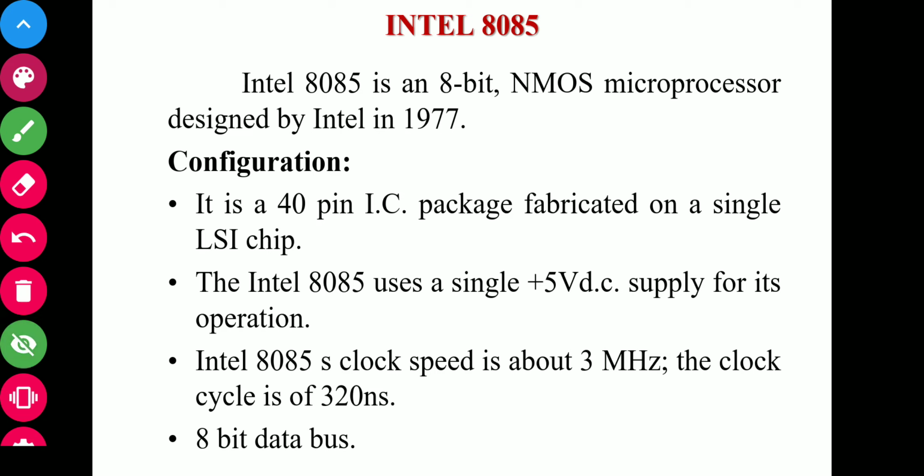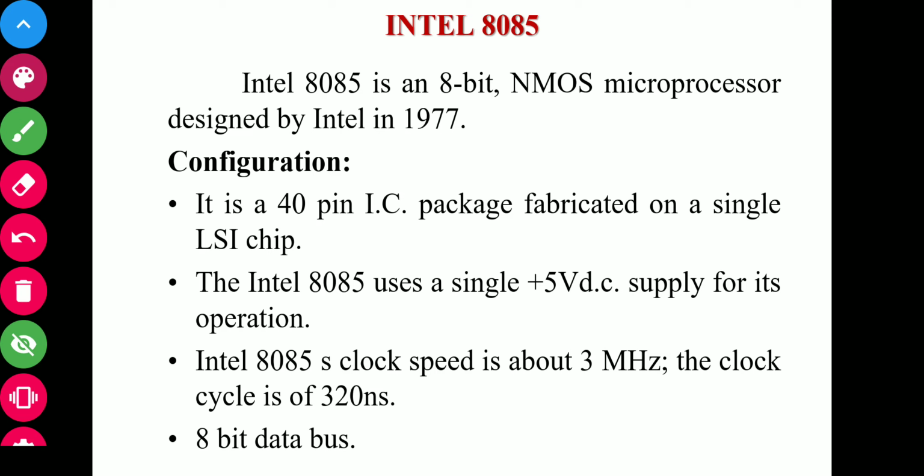The Intel 8085 microprocessor is an 8-bit microprocessor, and the technique used to develop it is the NMOS technique, that is N metal oxide semiconductor, and it was designed by Intel in 1977. According to the configuration of the Intel 8085 microprocessor, it has a 40 pin IC package fabricated on a single LSI chip, large scale integration chip.